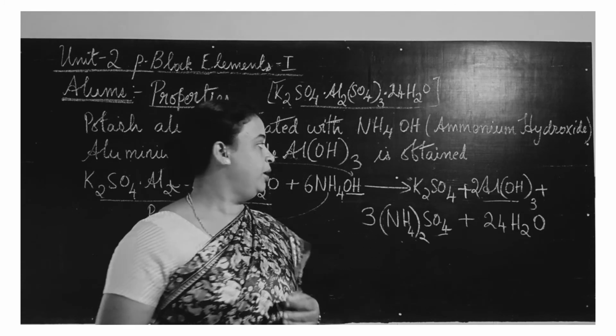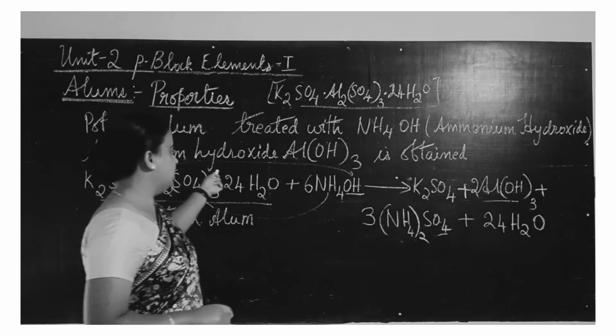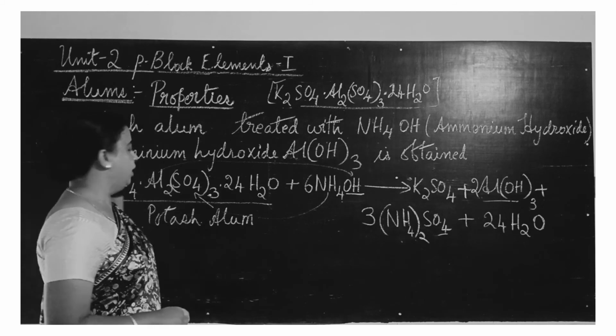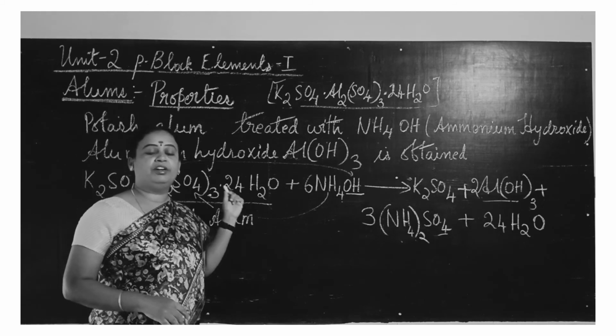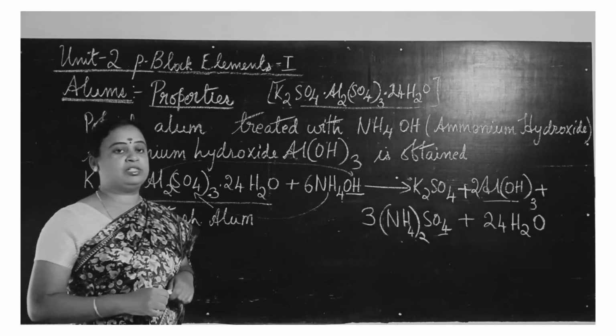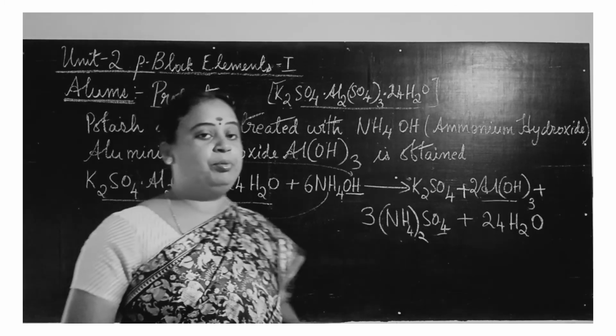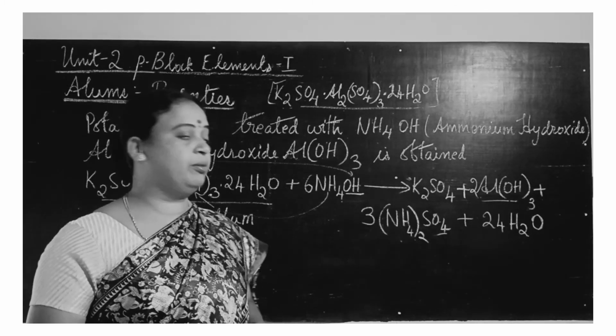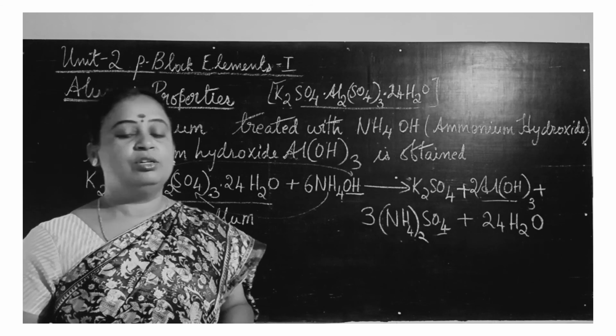Then what is the formula for potash alum? Then what happens when potash alum is treated with ammonium hydroxide? So this is another 3 mark question, important questions which you can expect from this topic. So hope you understood.